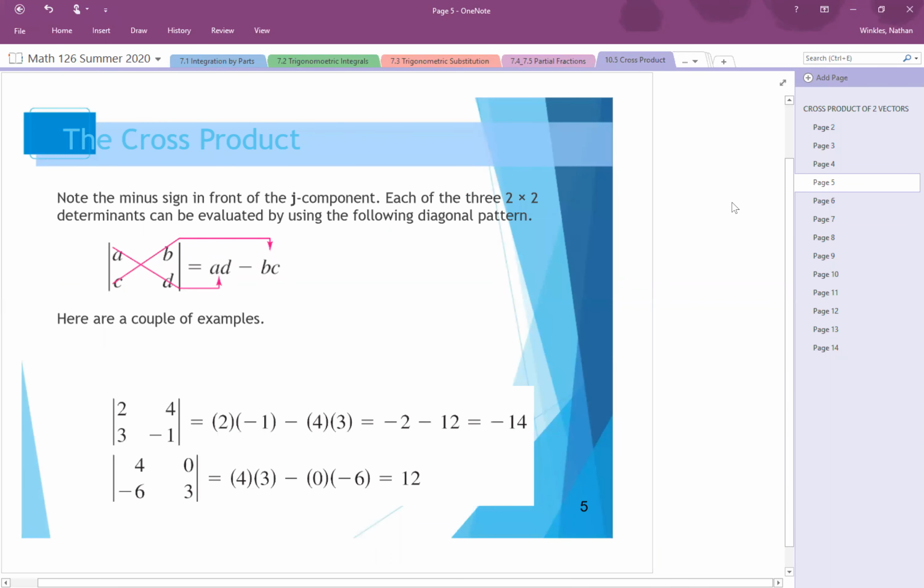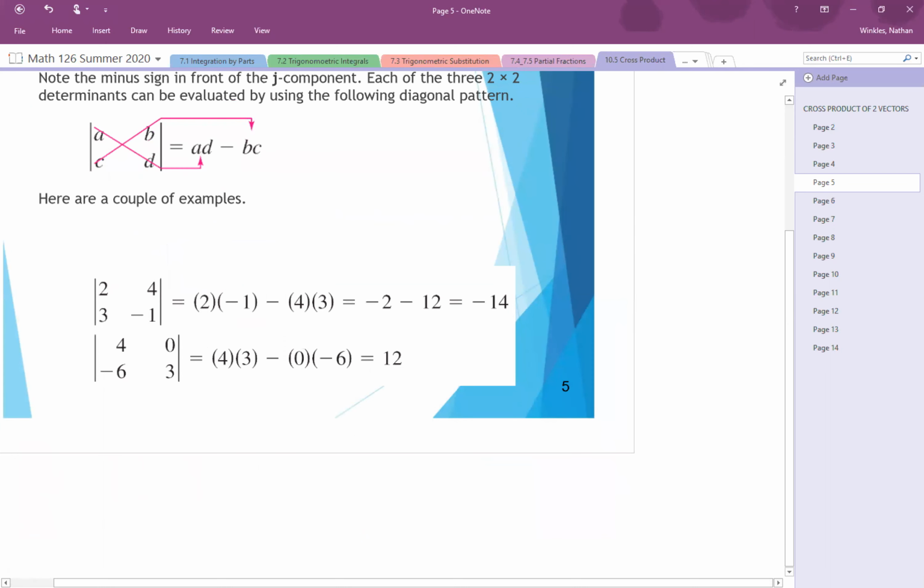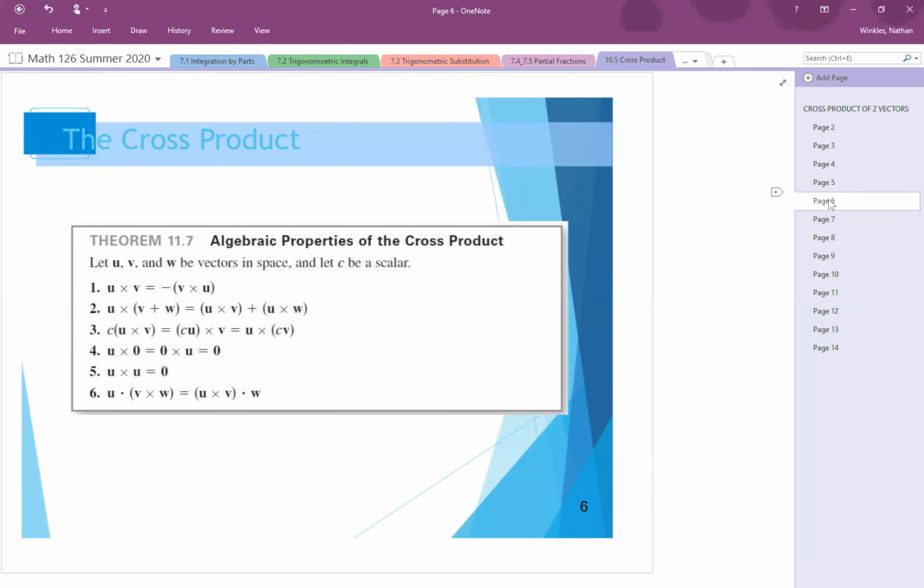So notice here, it says notice the minus sign in front of the j component. Each of the three 2x2 determinants can be evaluated using the following diagonal pattern, which is what I just found here. So here are a couple examples: 2, 4, 3, -1. So 2 times -1 minus 4 times 3. So -2 minus 12 is -14. 4 times 3 minus 0 times -6 is just 12 because this term goes to 0. So same thing, we're basically making this big ugly thing look like something easier and smaller.